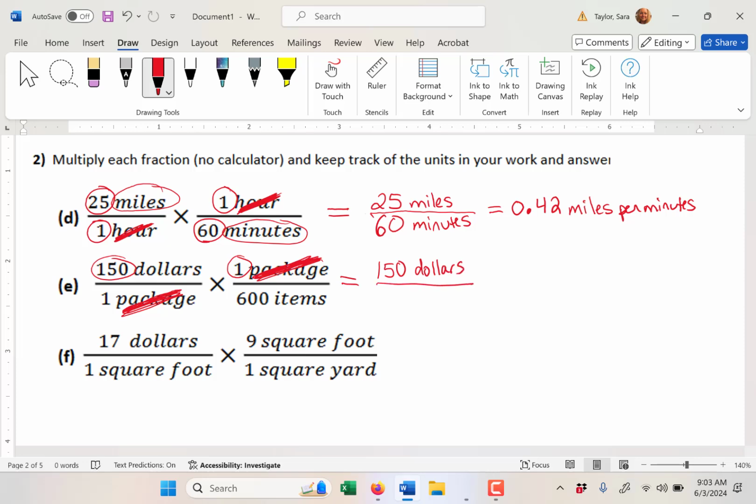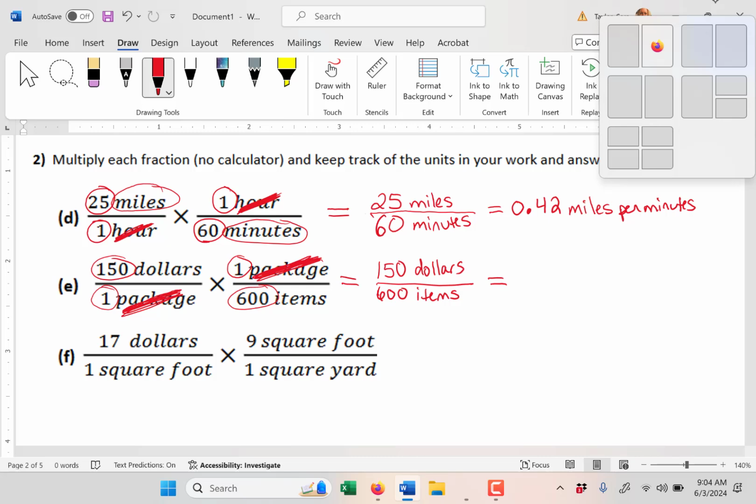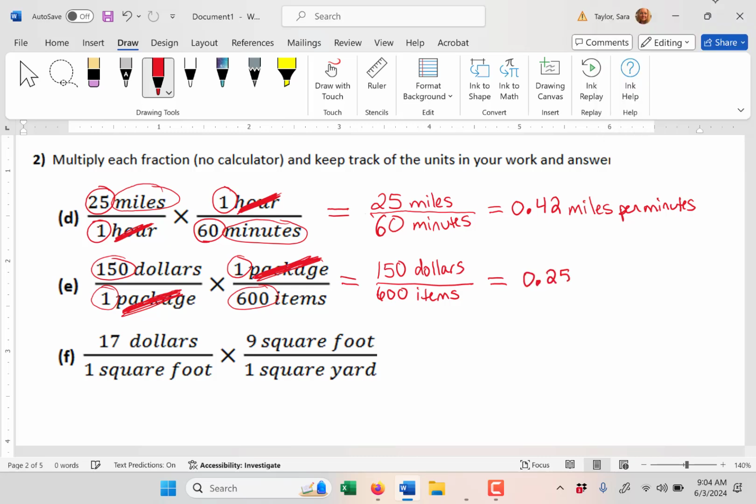I multiply straight across the denominator. 1 times 600. So the numerical part of the denominator is 600. And the units in the denominator are items. Again, there are no more units of package. That's canceled completely. Finally, I'll do the calculation of dividing 150 divided by 600, which is 0.25. And the units are dollars divided by items, which is dollars per item. 25 cents per item, $0.25 per item.